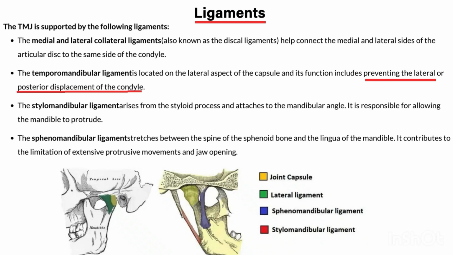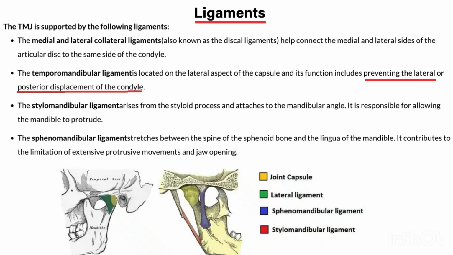The second one is the temporomandibular ligament, which is also called the lateral ligament. We can see it in a green color in the diagram. This ligament is found on the lateral aspect of the capsule. It prevents the condyle from moving too far backward, that is posterior, or on the sides.